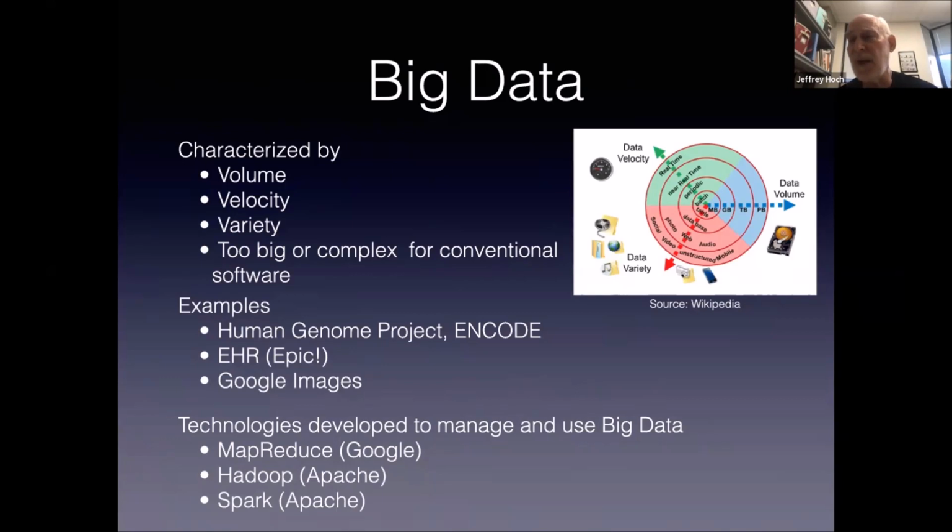Google Images is a prime example as well of big data. And as my colleague Dave Donahoe likes to point out, the reason we've had a lot of the advances in machine learning for analysis of images is because of the billions of people who now have smartphones around the world and are constantly uploading images to the cloud.